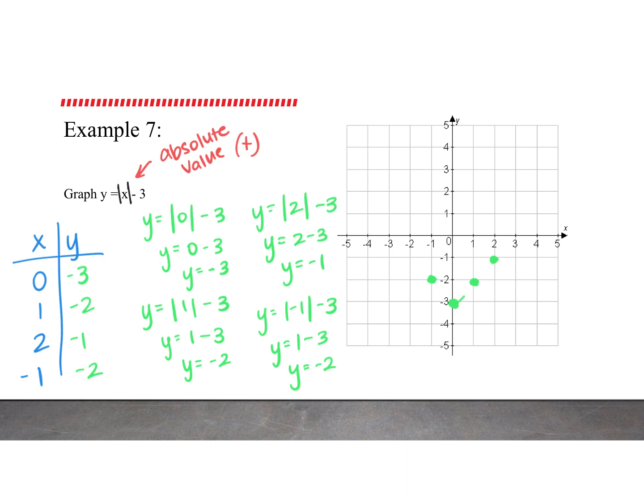So if we keep on going and we keep finding x values to plug in, what you end up getting is this very sharp point, a V. Absolute values always end up in a V shape. It's either a V shape facing up or a V shape facing down. But unlike the last one that was curved, that was a parabola, this one is absolute value. So they are very V-shaped.